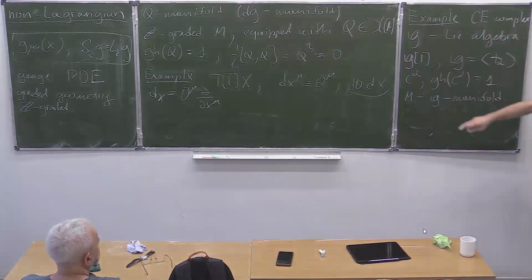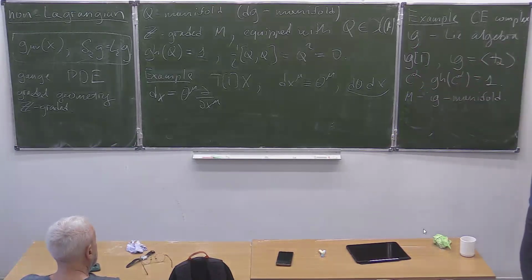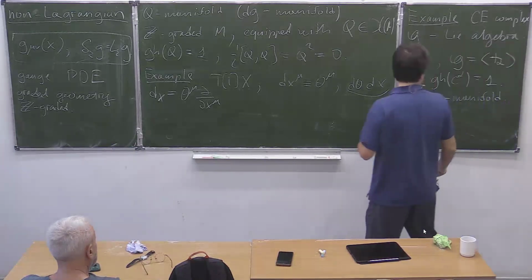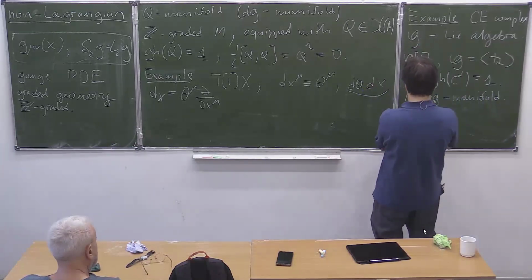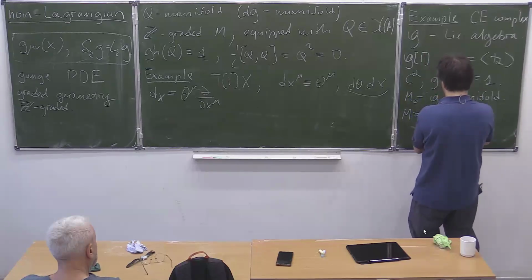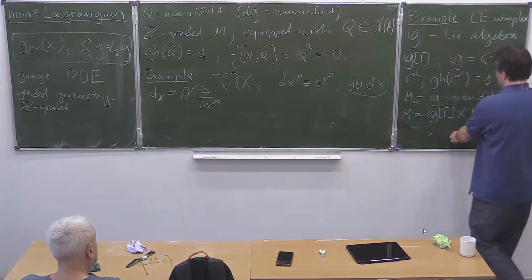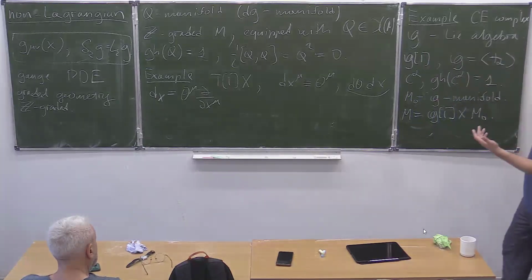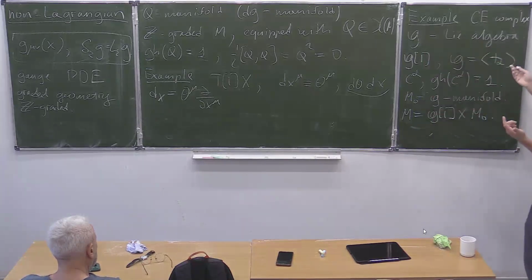So the manifold where my algebra acts by vector fields. And then I can take, let's say, M to be a product of G1 with M naught, on which I have a standard differential, because functions on M naught is a module over the algebra.